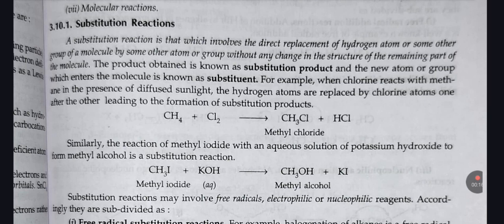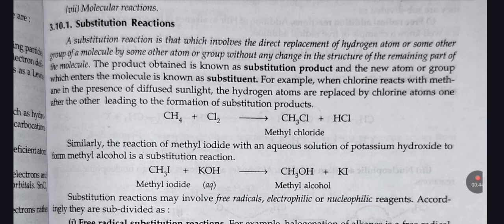The product obtained is known as a substitution product, and the new atom or group which enters the molecule is known as a substituent. For example, when chlorine reacts with methane in the presence of diffused sunlight, the hydrogen atoms are replaced by chlorine atoms one after the other, leading to the formation of substitution products. CH4 plus Cl2 will give methyl chloride plus HCl.